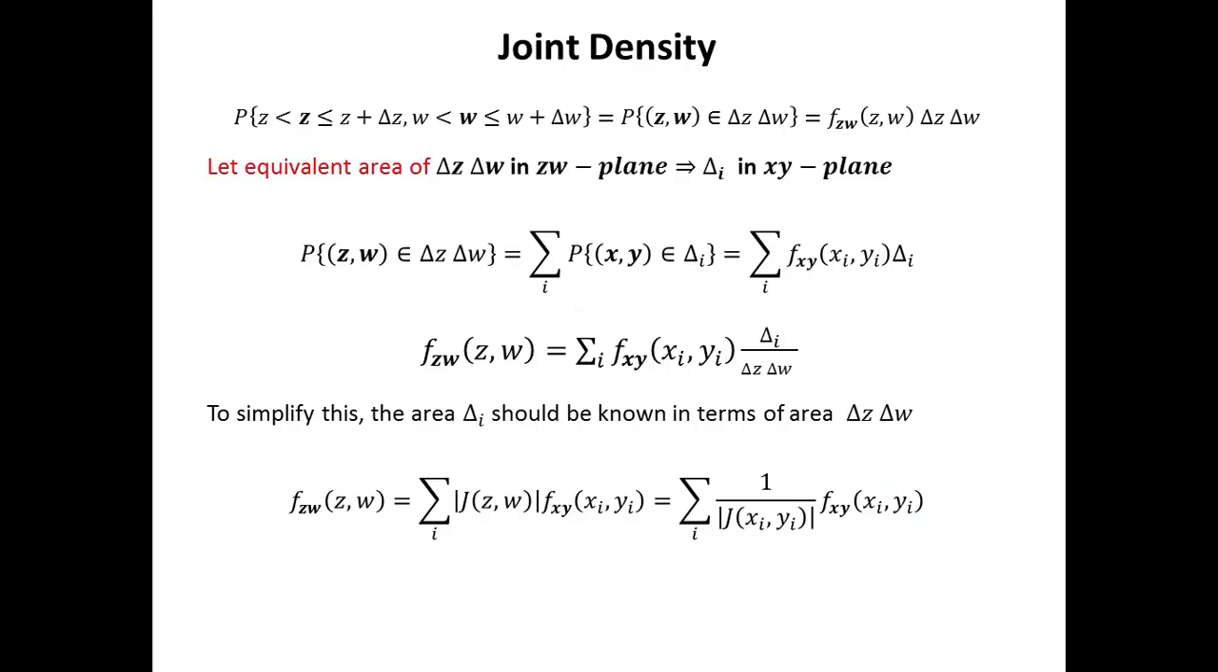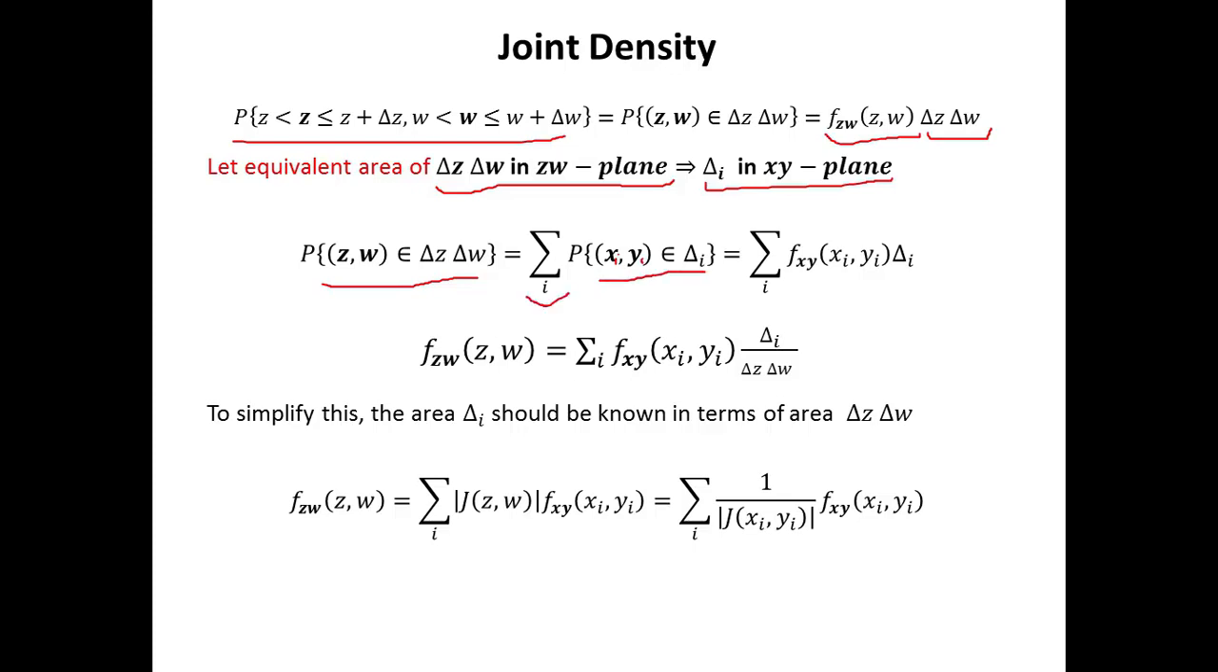Now, in the above expression, we have seen that this probability was PDF multiplied by this area delta Z delta W. So let us consider that delta Z delta W area in ZW plane is equivalent to an area delta I in XY plane, or we can say the probability that ZW belongs to delta Z delta W is equivalent to summation over I of the probability that XI YI belongs to delta I.